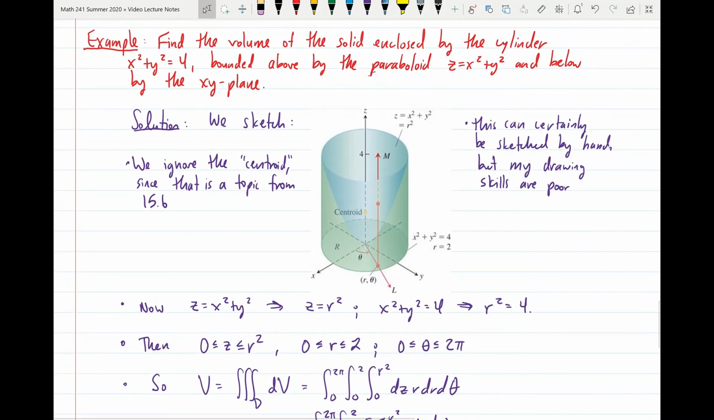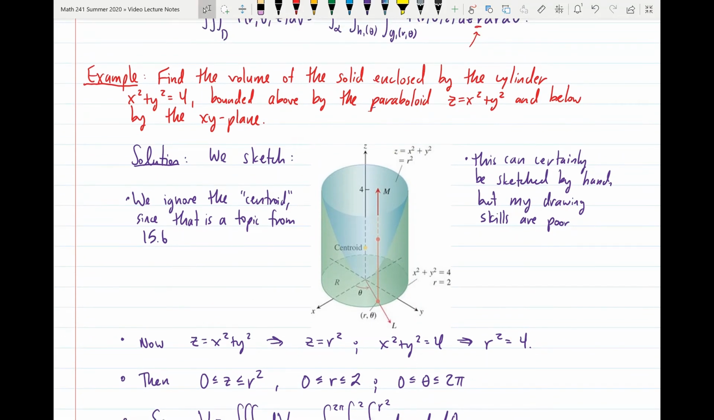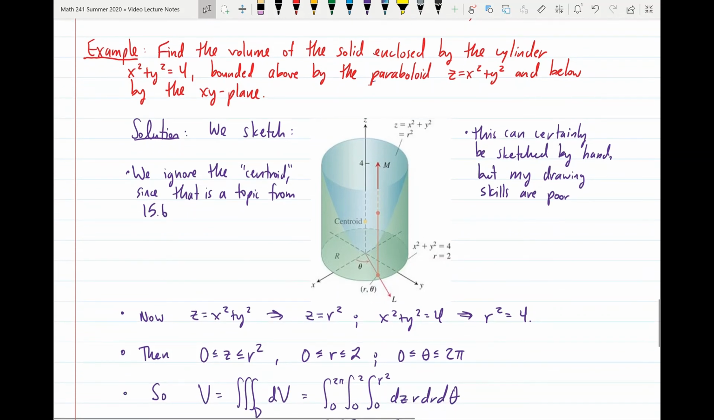If you look at the example that the book has, they actually talk about calculating the centroid for this region that we're talking about, but that's a topic from section 15.6, and we're not going to be covering section 15.6. So I just adapted the example so that we're finding the volume of this region.